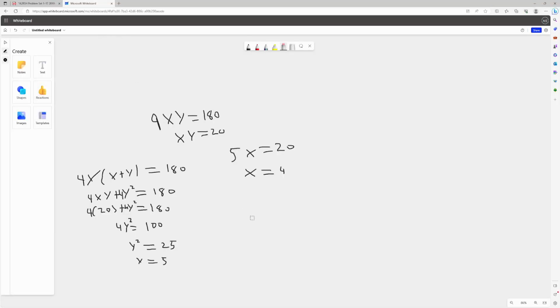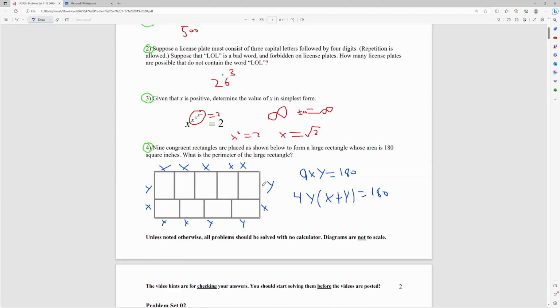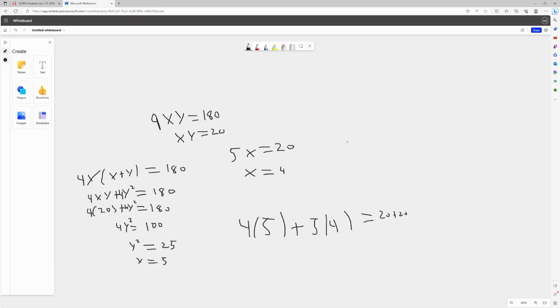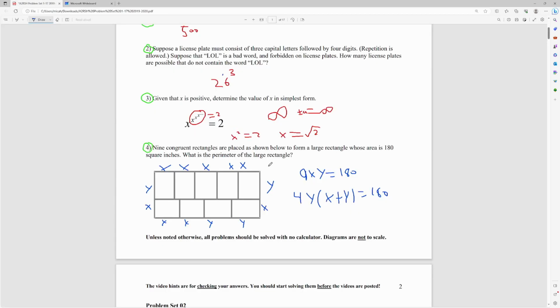So 4 times 5 is 20, and 5 times 4 is 20, and we get 20 plus 20 is 40, plus 4 plus 5 is 9, and 4 plus 5 is 9. So 20 plus 20 plus 18, we get an answer of 58. And that is the perimeter of the large rectangle, 58.